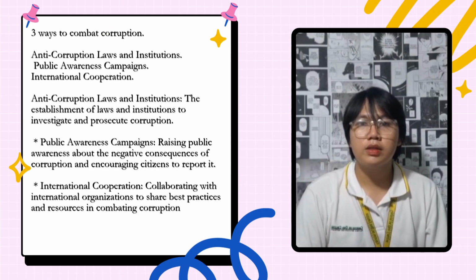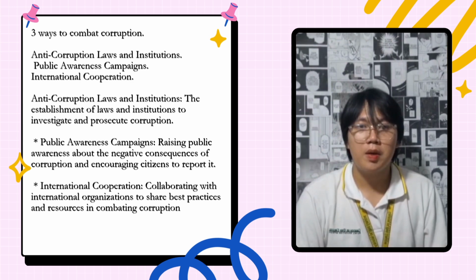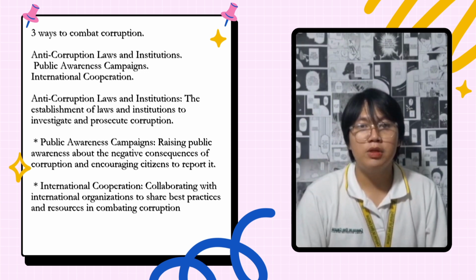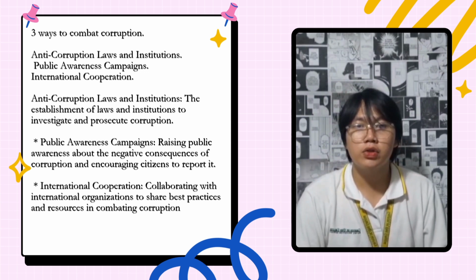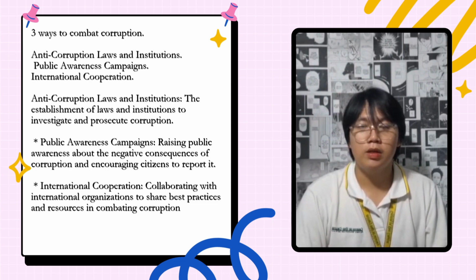Next are the 3 ways to combat corruption. The 3 ways that I found to combat corruption are anti-corruption laws and institutions, public awareness campaigns, and international cooperation. Anti-corruption laws and institutions means the establishment of laws and institutions to investigate and prosecute corruption.